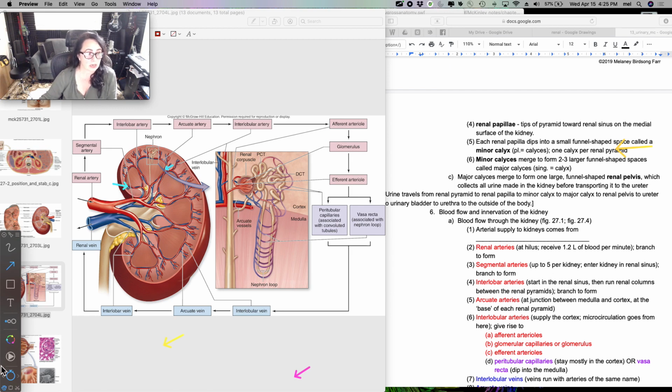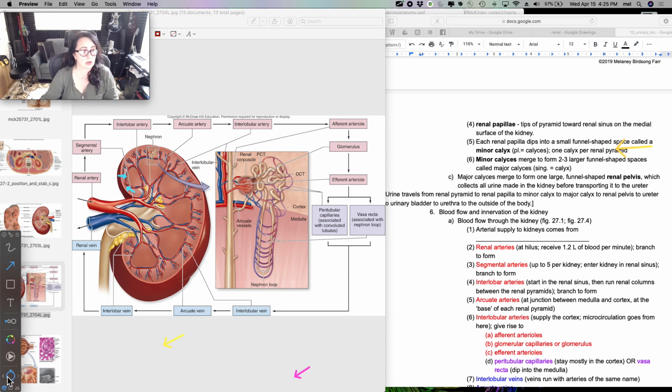The blood is going through the interlobar arteries this direction. So it's going up that direction, okay? And then from the interlobar arteries, it's going to arch around the base of each pyramid. So the blood is kind of anastomosing that way and that way. And so this vessel right here is called the arcuate artery, okay?